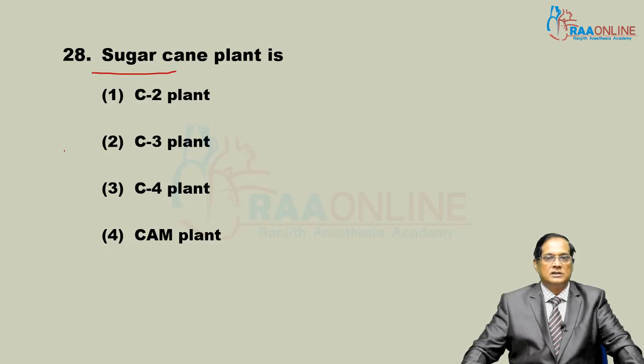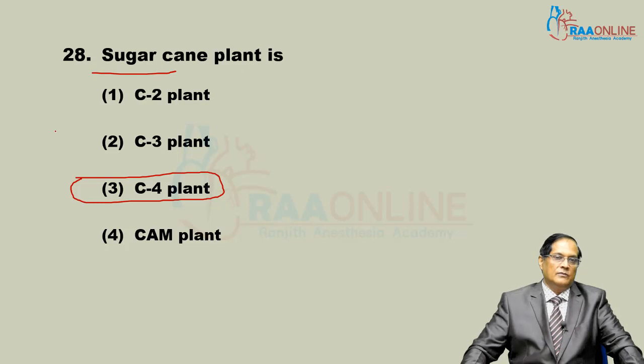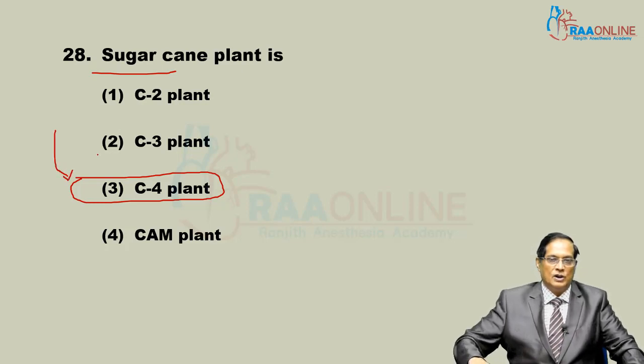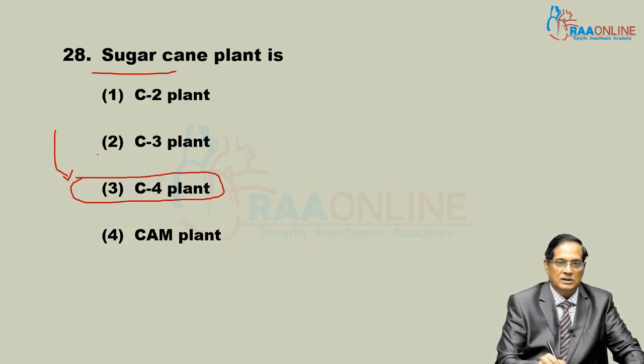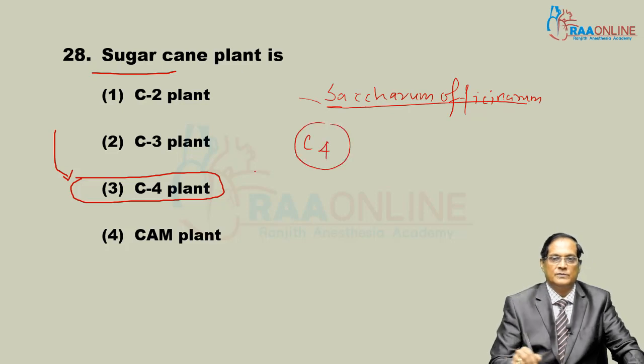Sugarcane, direct answer C4 plant. One of the very good examples of a C4 plant from which the C4 cycle was studied. Sugarcane plant, Saccharum officinarum. This is the scientific name of the sugarcane plant, Saccharum officinarum. And this plant is known for the discovery of the C4 cycle.